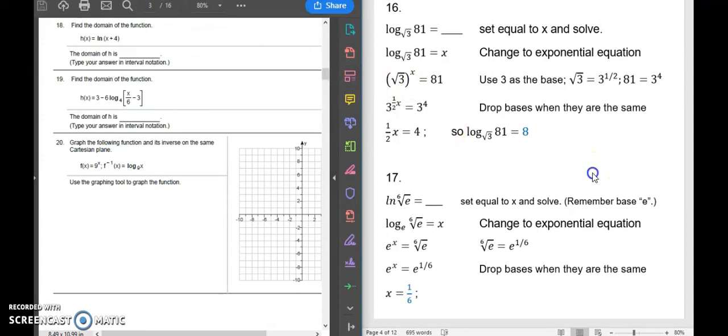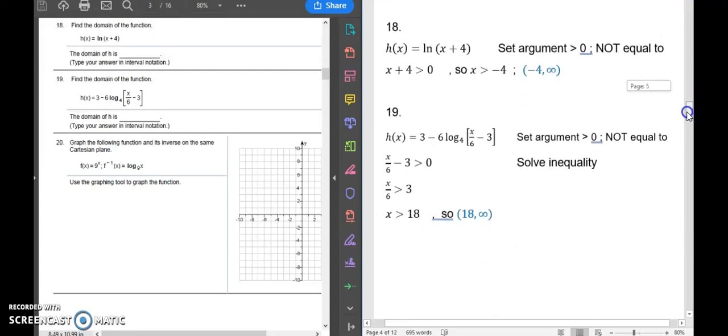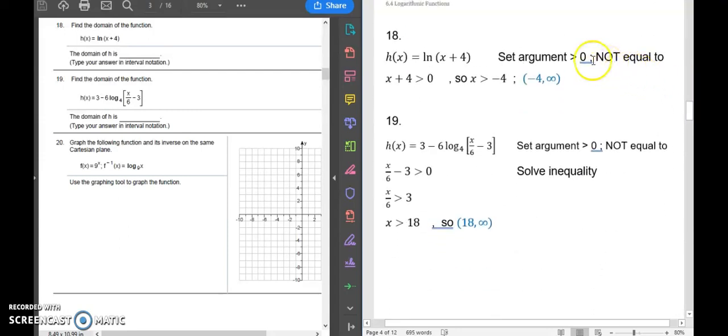We're back to those problems that we were looking at earlier, where we have to take the argument and have it set greater than 0, and it's not equal to, it's only greater than 0. So we take our argument, which is x plus 4. We have x plus 4 is greater than 0. We subtract 4 on both sides, so x must be greater than -4. Writing our answer in interval notation, we have the solution going from -4 to infinity with parentheses on both sides.